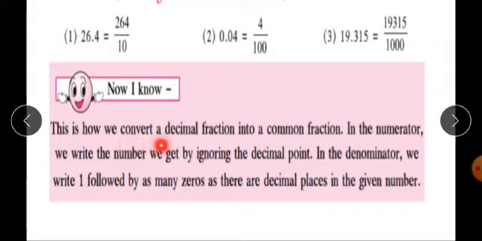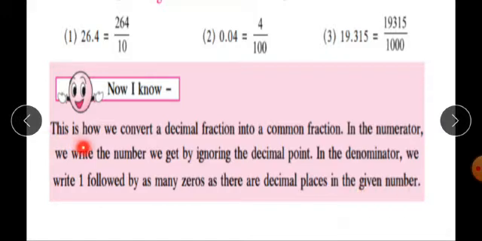Now what conclusion have we drawn? This is how we convert a decimal fraction into a common fraction. In the numerator, we write the number we get by ignoring the decimal point. In the denominator, we write 1 followed by as many zeros as there are decimal places in the given number.